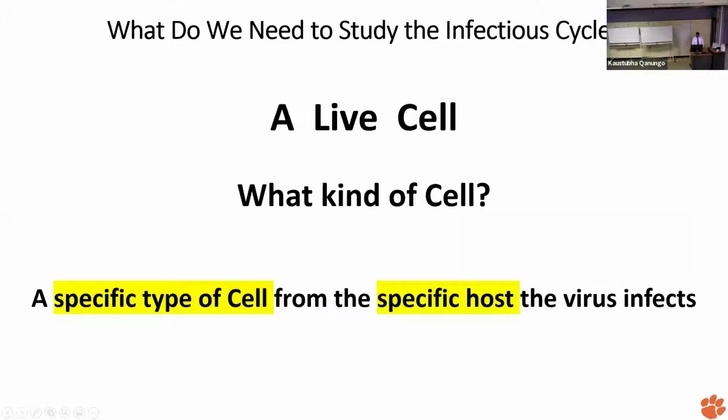All right, so what do you need to study an infectious cycle? A very important thing is a live cell. But any cell? Nope. What kind of cell? Remember that we are talking about a host and its cell. Of course, in the laboratory we can do cell culture, but you need a specific type of cell from the specific host the virus infects. We just talked the other day that plant viruses don't even infect us, they just pass through. Insect viruses don't infect us, and bacteriophages of bacteria don't infect us.